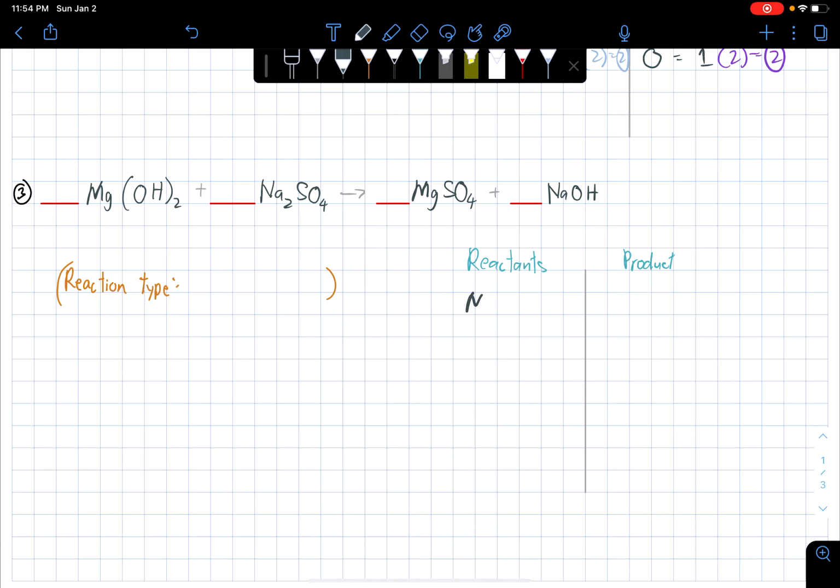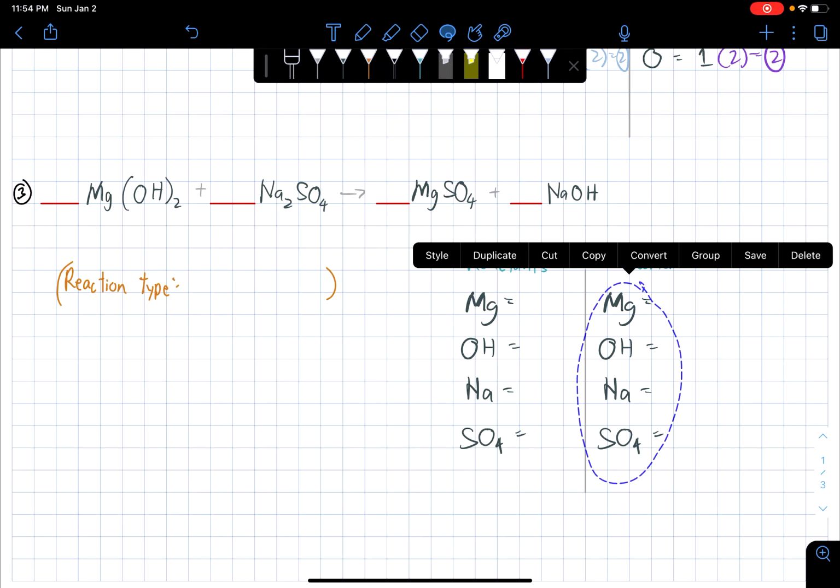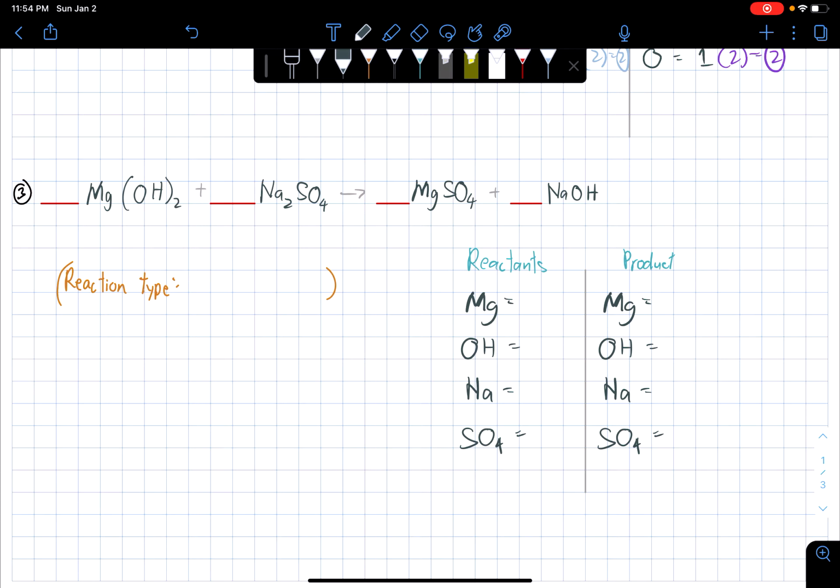Reactant side and list, we have magnesium, we have OH sub 2, actually just OH. We have sodium and SO sub 4. Alright, at the product side, they're just the same basically, as always. Alright.